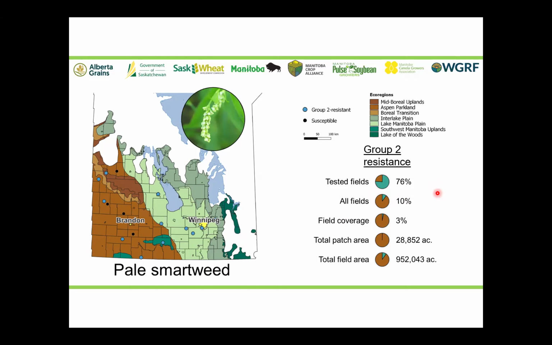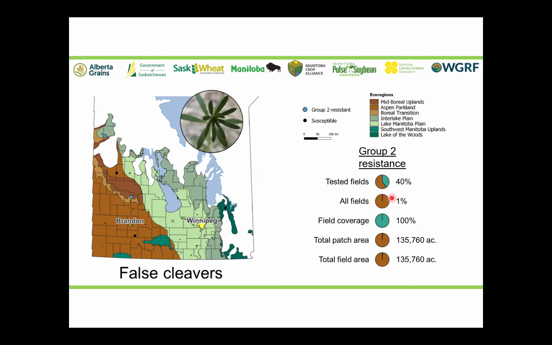But when it comes to group 2 resistance, you can see the blue dots here where we actually found those weeds. Where we found it, 76% of those fields were resistant to group 2, but extrapolated across the province, about 10% is now exhibiting resistance to group 2 herbicides. We're looking at false cleavers, and I just call it all cleavers.